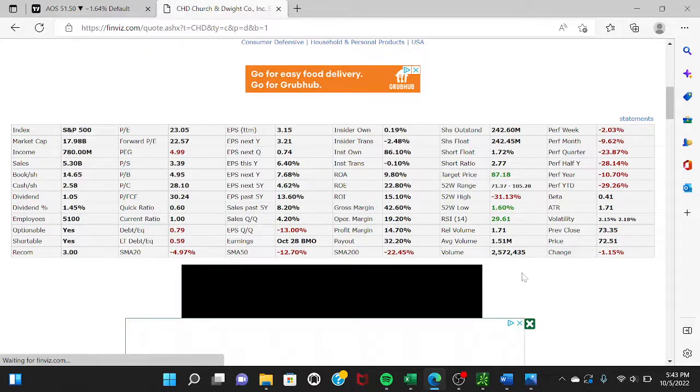Here's my take on it. Again, it's not financial advice. Do whatever you want. But here's the reason I'm not buying it. The dividend's a little low. I mean, it's been down all year.